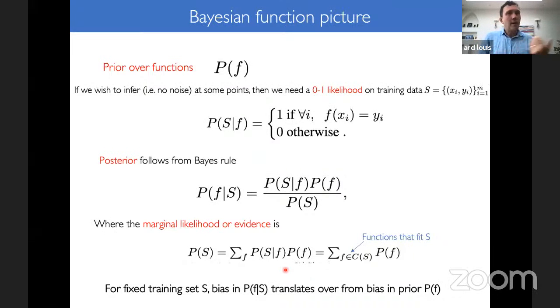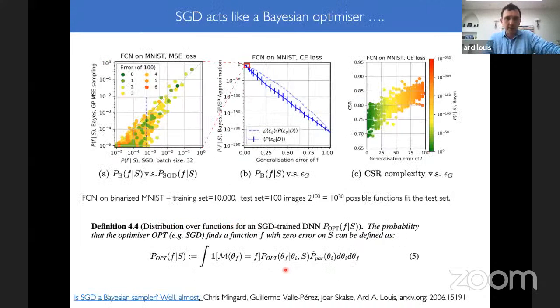And I can also think about a kind of SGD posterior. How likely am I to get a certain function f given that I trained to zero training error on S? And I'm going to compare those two things. We do this here for MNIST with a fully connected network using MSE loss. The training set is 10,000 images. The test set is 100 images. So the function is on the 10,000 plus 100.